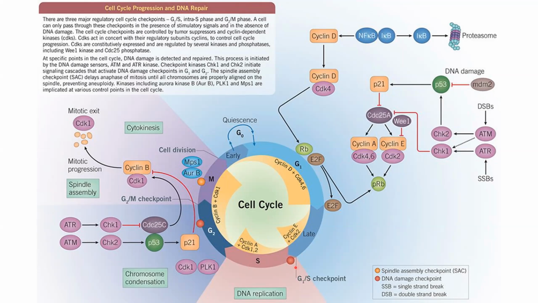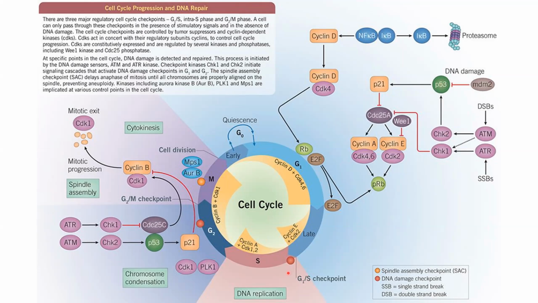If it's not repairable, then what happens is your P53, which is this guy here, is going to basically tell your cell to undergo apoptosis. Apoptosis is programmed cell death. So your cell will die because the damage was not repairable, and obviously that cell dies, so it can't replicate itself.